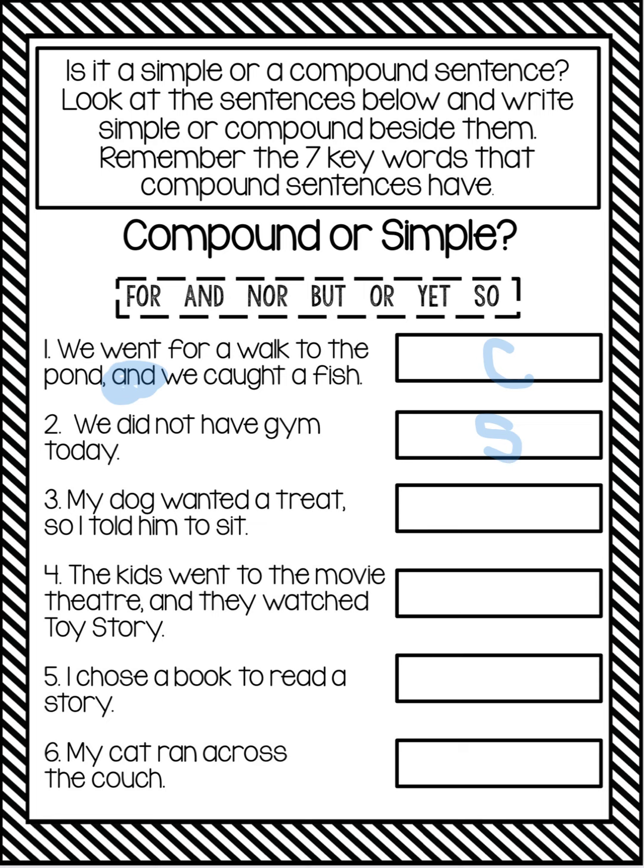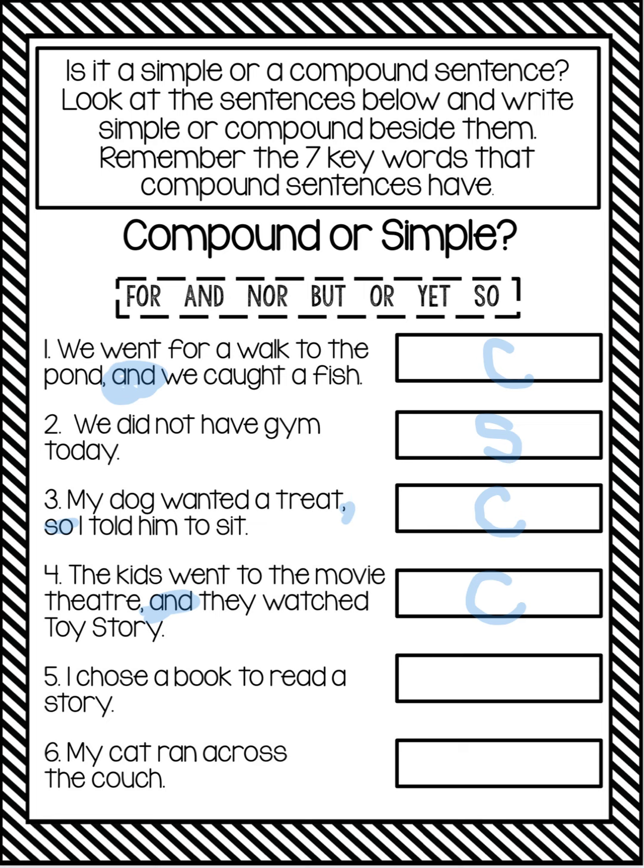Number 3, my dog wanted a treat, comma, so I told him to sit. Well, I see comma and so. So I know that this is a FANBOYS conjunction with a comma, so it's compound. Number 4, the kids went to the movie theater, comma, and they watched Toy Story. I see comma and, I see a complete simple sentence before that comma and I see a complete simple sentence after that comma and, so I know it's a compound.